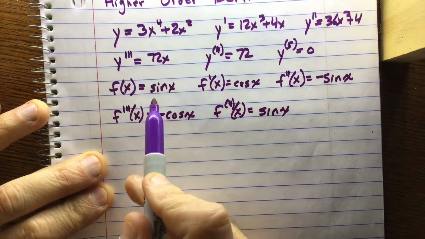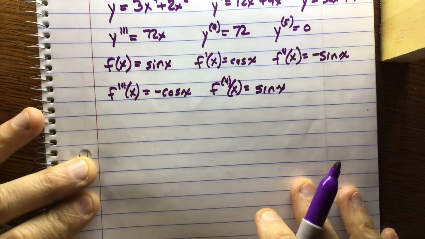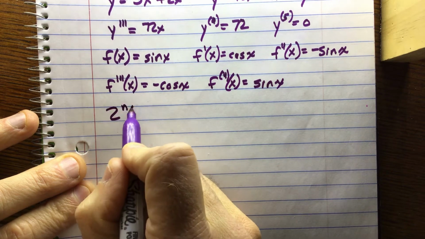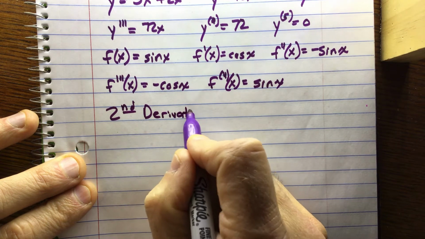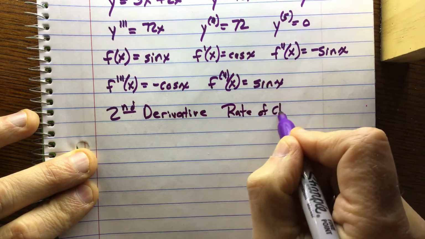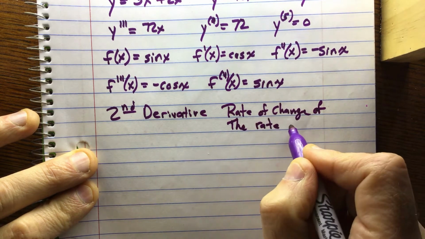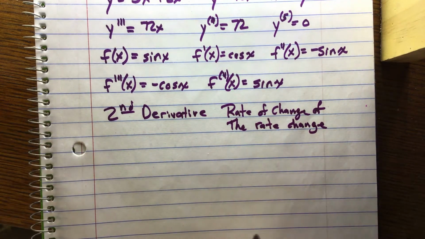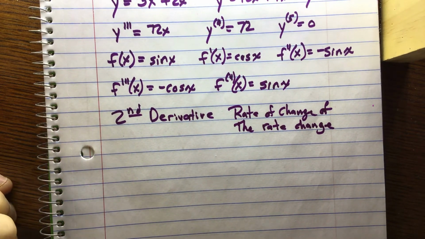One a polynomial function, one a trig function. I also wanted to show you the different notations and how they're written. And let's talk for a minute specifically about the second derivative. If you've taken physics, the second derivative is acceleration. So we call this the rate of change of the rate of change, or the rate of change of the velocity. So the derivative is the velocity. The second derivative is acceleration, or the rate of change of the velocity.